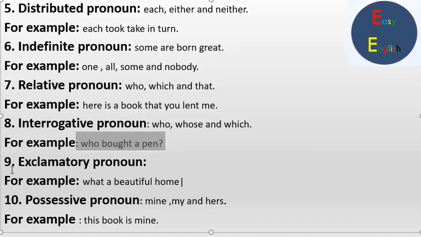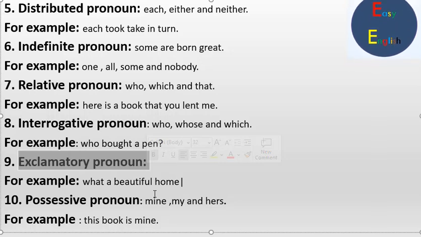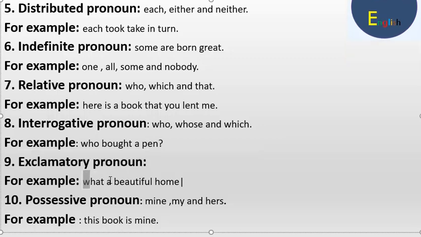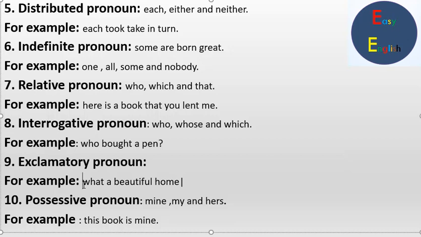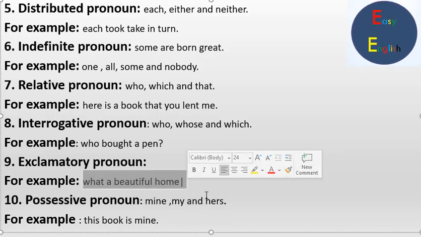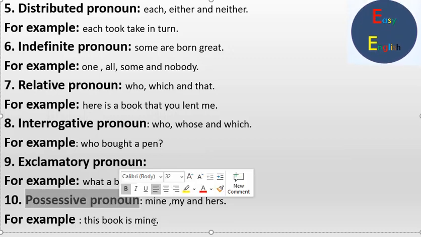Next one is exclamatory pronoun. Exclamatory pronouns are used to express surprise or disbelief, a shocking way of saying something. These pronouns are known as exclamatory pronouns. For example, what a beautiful scene, what a beautiful home represents that expression. Here what is an exclamatory pronoun.